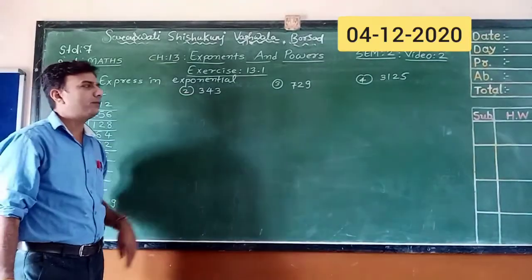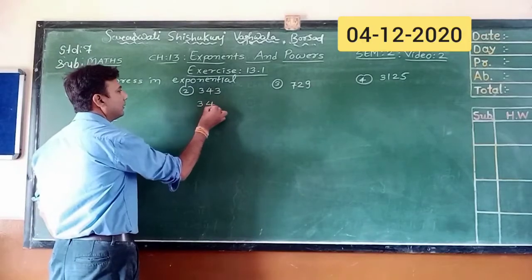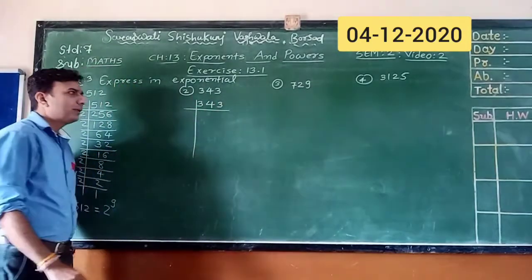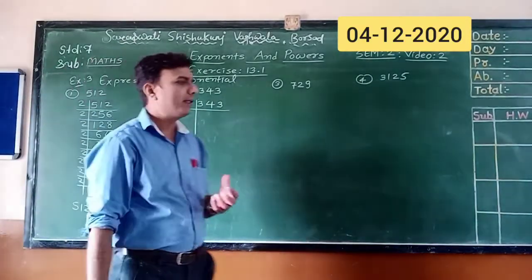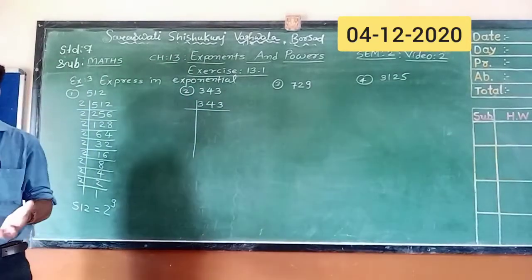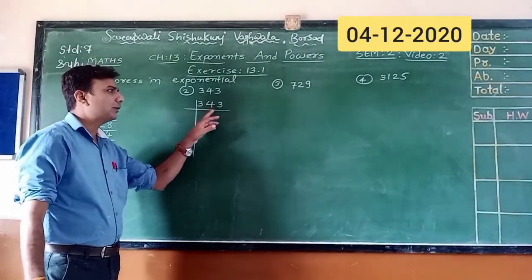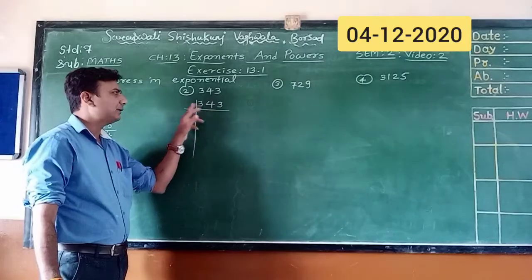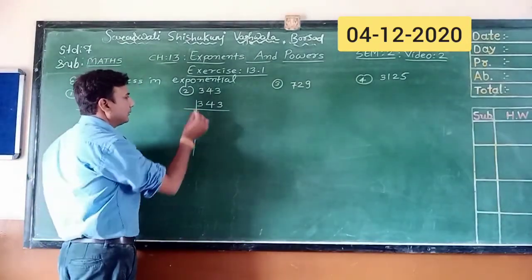Now 343. Beta, 343 is not divisible by 2, 3, 4, 5, or 6. Yes, 7: we know that 343 should be divisible by 7. The other numbers we can't divide by. So 7.